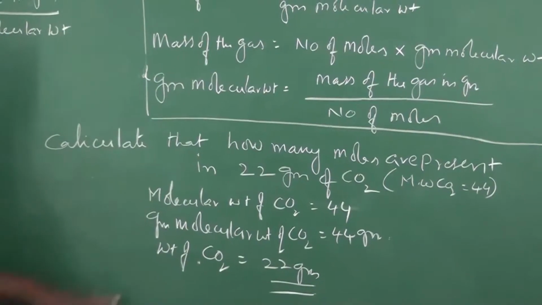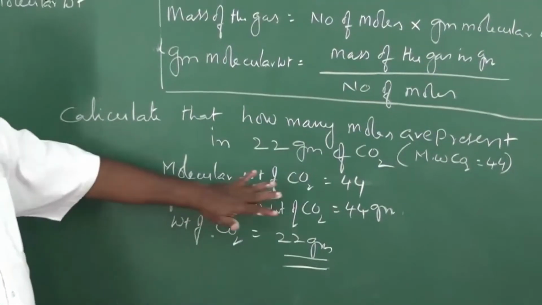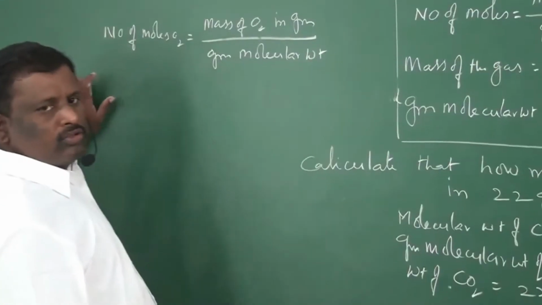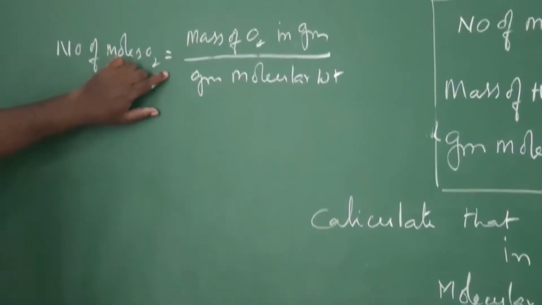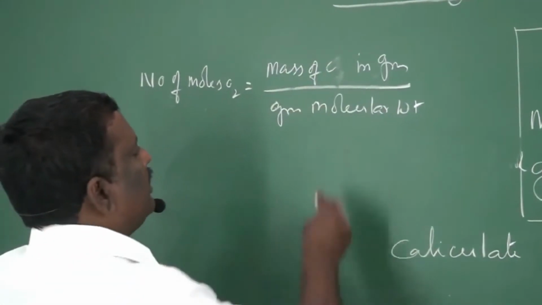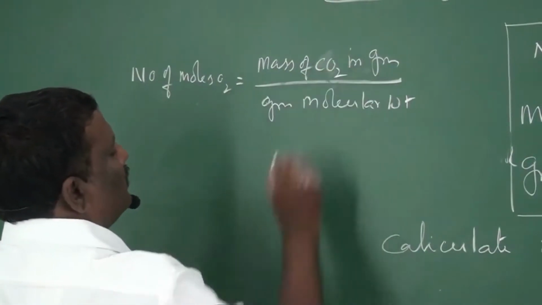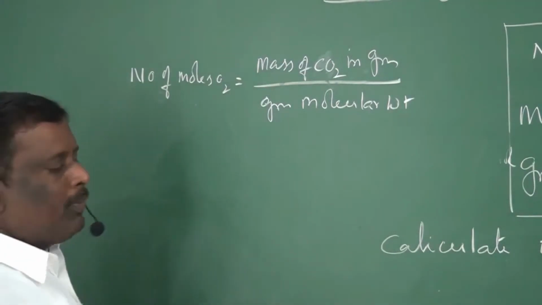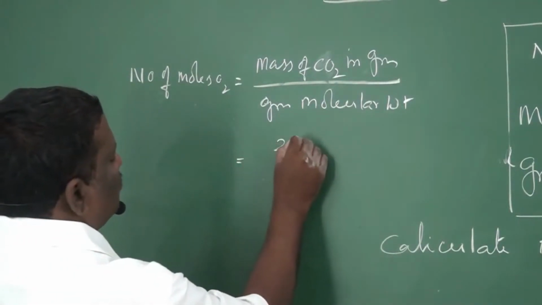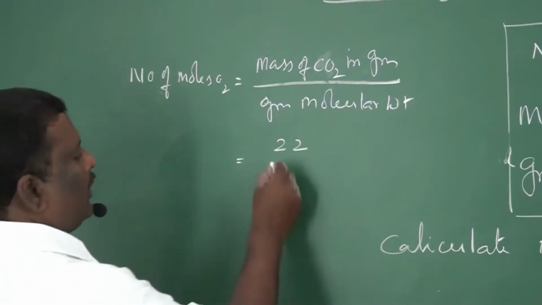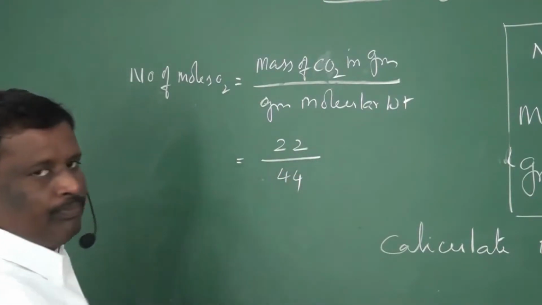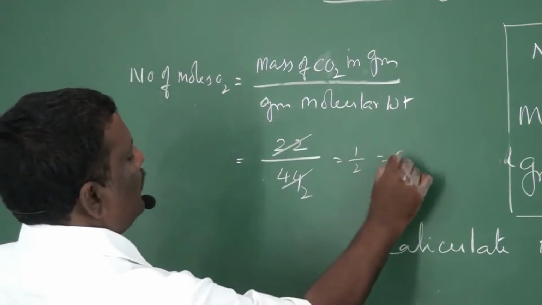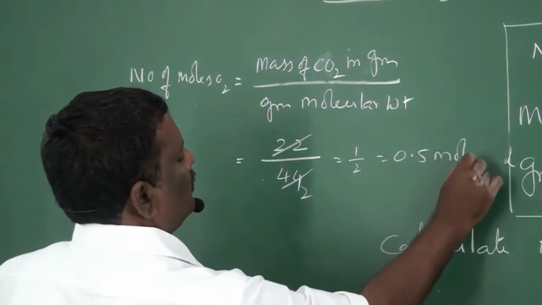So now the mass of the gas is given, the molecular weight you know. Then to find out the number of moles, you have to use this formula. The number of moles is equal to mass of CO2 by gram molecular weight of CO2. So mass of CO2 is 22, and gram molecular weight of CO2 is 44. So this is nothing but 1 by 2, that is equal to 0.5 moles.